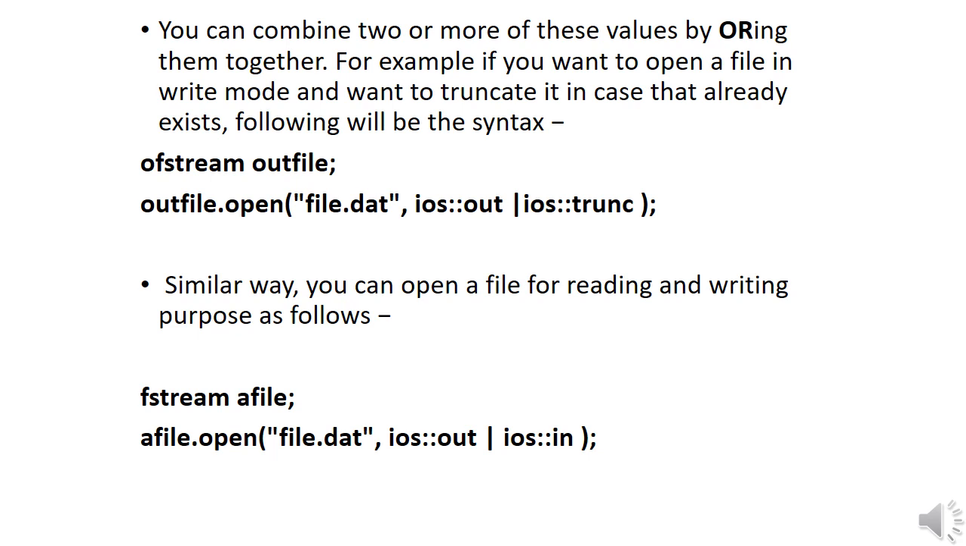Then you have to pass 2 arguments. First one is the file name, that is file.dat, and you can open that file in different modes. Like if you want to open that file for writing, you can write it like ios::out. Out stands for the mode for opening a file for writing purpose.